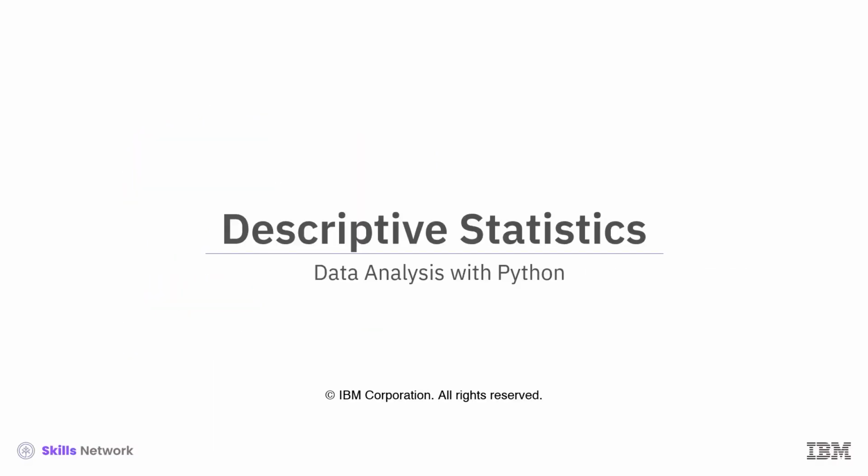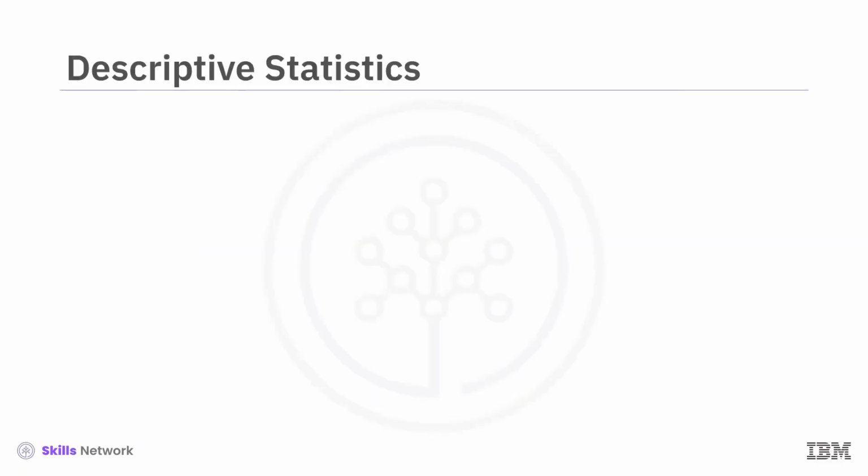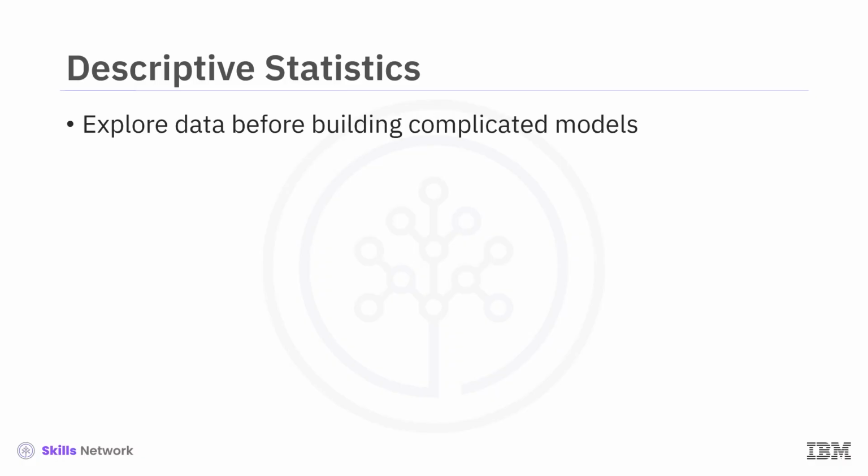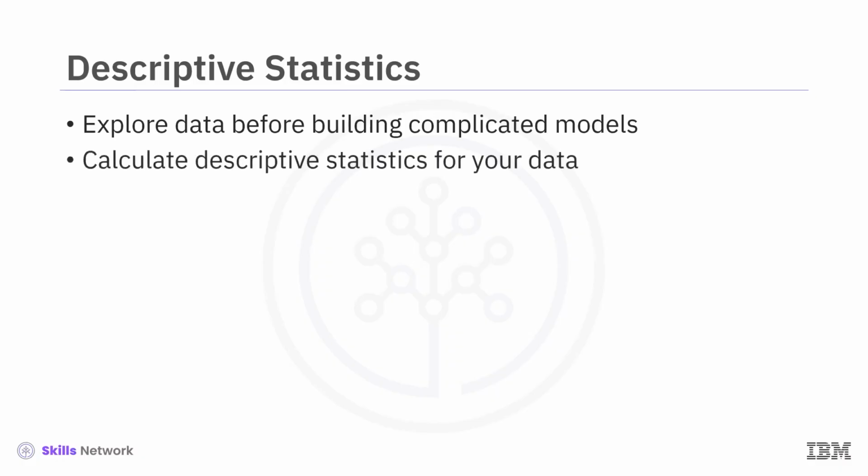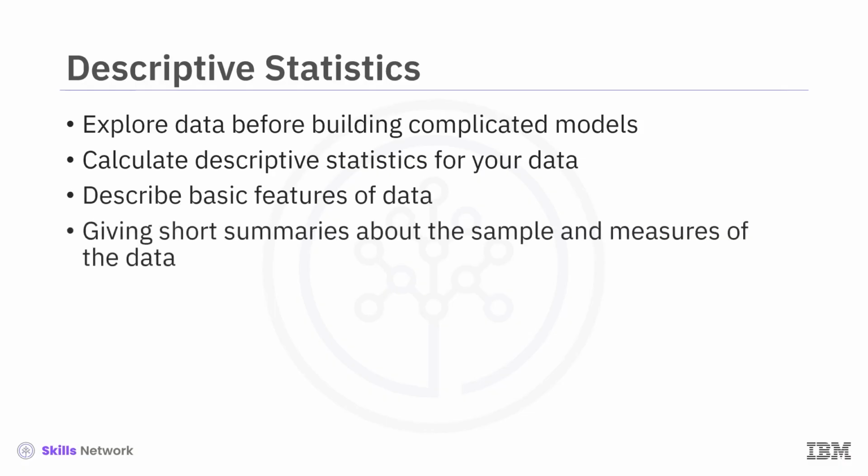In this video, we'll be talking about descriptive statistics. When you begin to analyze data, it's important to first explore your data before you spend time building complicated models. One easy way to do so is to calculate some descriptive statistics for your data. Descriptive statistical analysis helps to describe basic features of a data set and obtains a short summary about the sample and measures of the data. Let's show you a couple different useful methods.